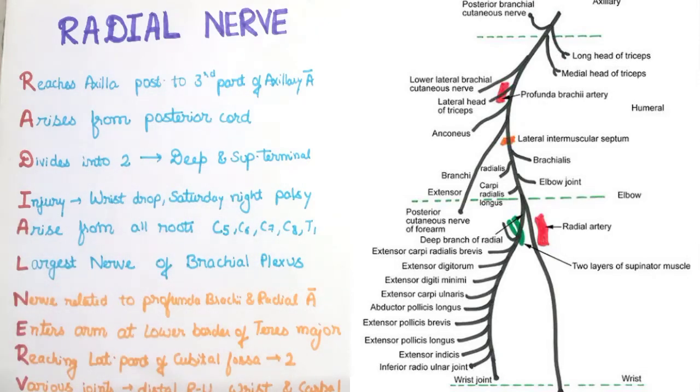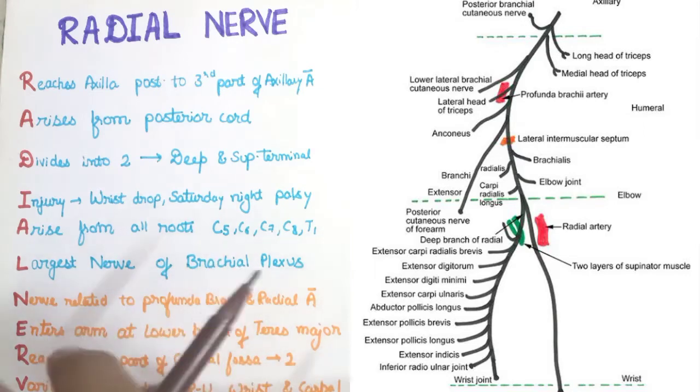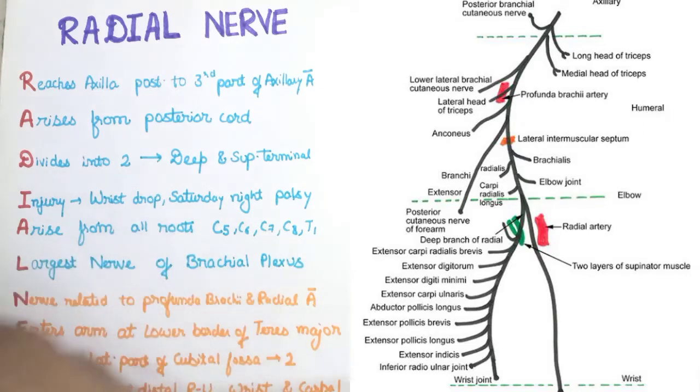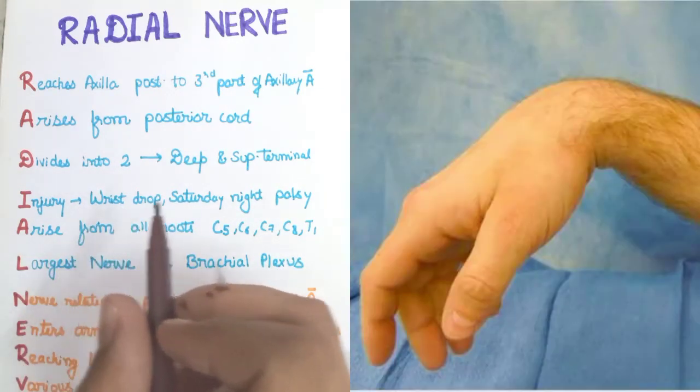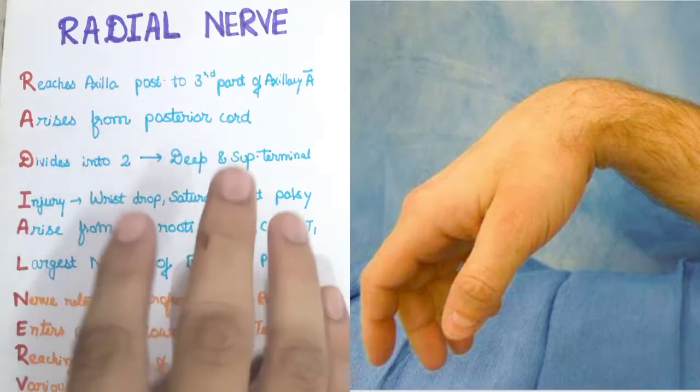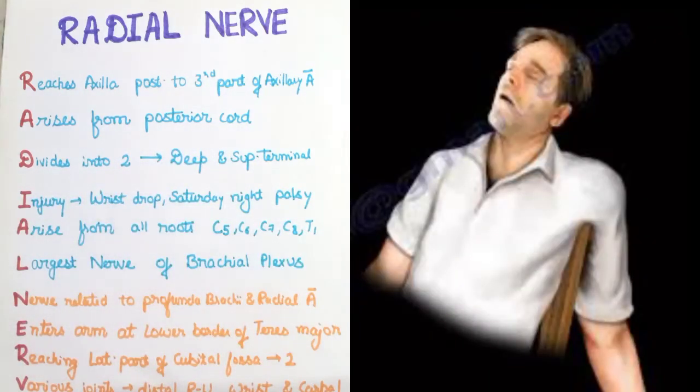And what about the letter I? The letter I stands for injury to the radial nerve causes wrist drop and Saturday night palsy. These two are important clinical aspects related to the radial nerve.